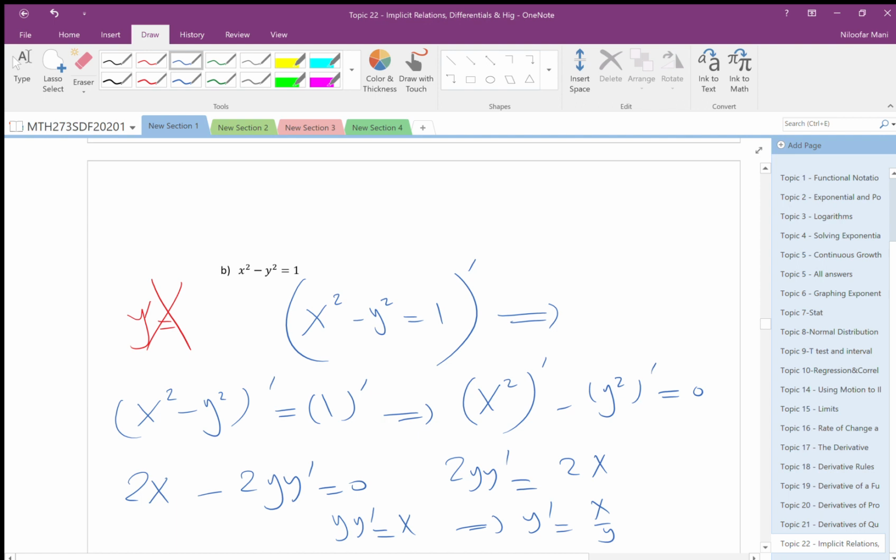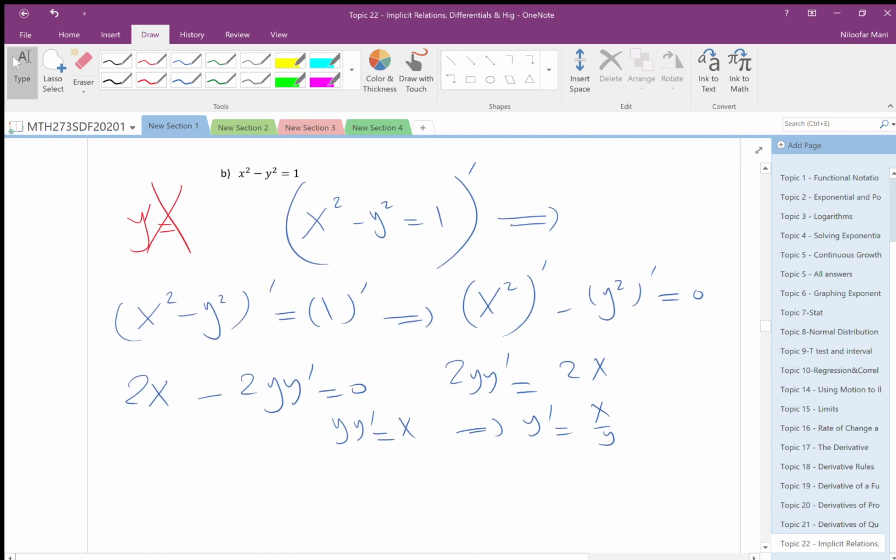So I don't start from y prime. I do derivative of both sides. For derivative, I follow all the rules. I don't change any rule. And if I have a y, I have to multiply with y prime. If I don't have y, I don't do that. So for x squared, I don't have y. For y squared, I do, so I do 2y prime.